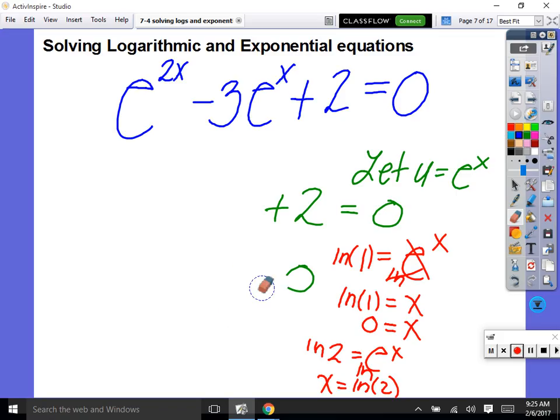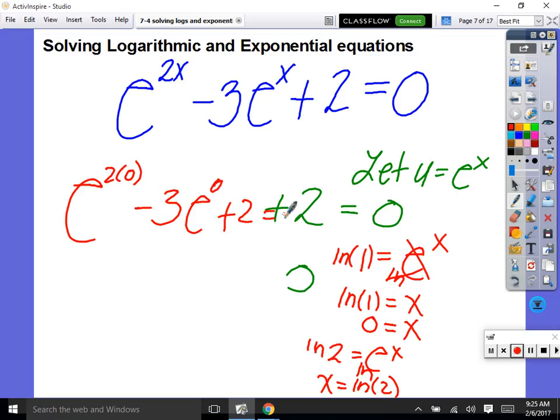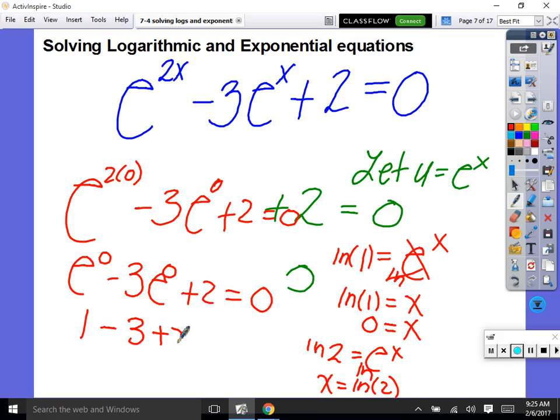Okay. So let's check 0. So we have e raised to the 2 times 0 minus 3 e to the 0 plus 2 equals 0. That would be our statement, right? So e to the 0 minus 3 e to the 0 plus 2 equals 0. So isn't that 1 minus 3 plus 2 equals 0? 1 minus 3, negative 2 plus 2 is 0. So doesn't 0 work?